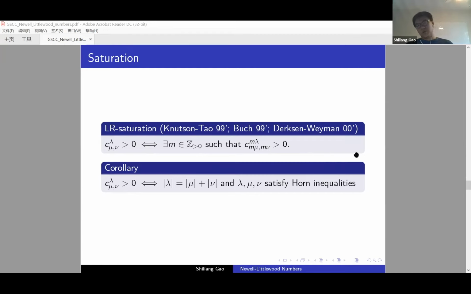Now, as a corollary, combining their work with the work of Klyachko, we obtain a complete characterization of non-zero Littlewood-Richardson coefficients. So c_{λμ}^{ν} is greater than 0 if and only if, first of all, we have the size constraint, and that λ, μ, ν satisfy these Horn inequalities.